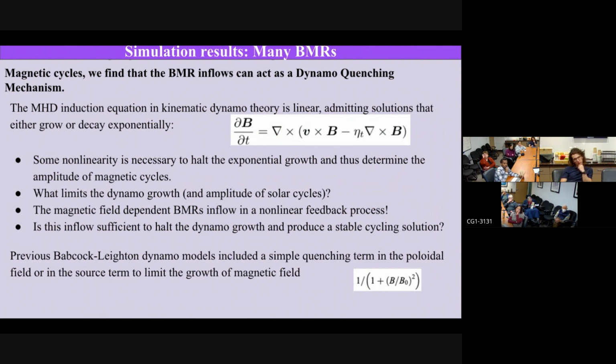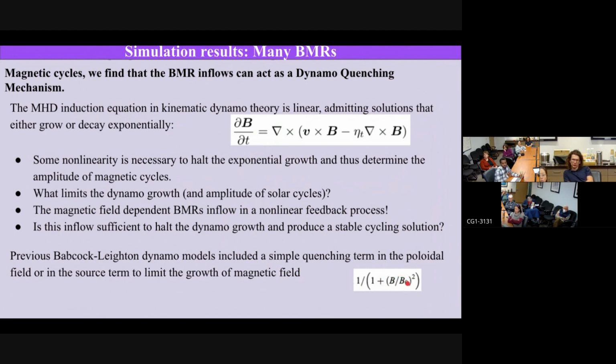So what could limit the dynamo growth? One possible solution is the magnetic field dependent inflow, an inflow with a nonlinear feedback process. And the other question we are going to ask is: is this inflow sufficient to halt the dynamo growth, to stop the dynamo growth, and to produce a stable solution for the dynamo? We will answer this in the next slides. So in our previous Babcock-Leighton dynamo, we use a simple quenching term like this.